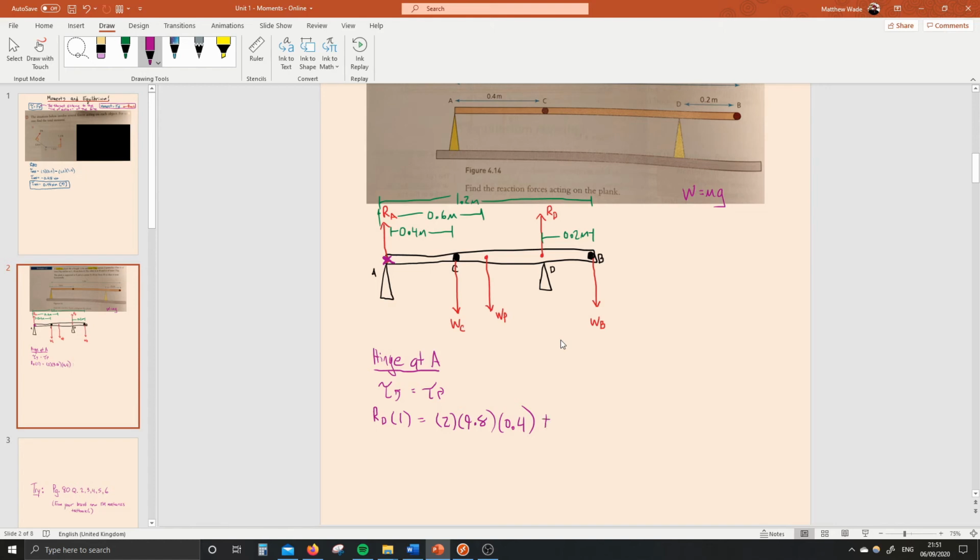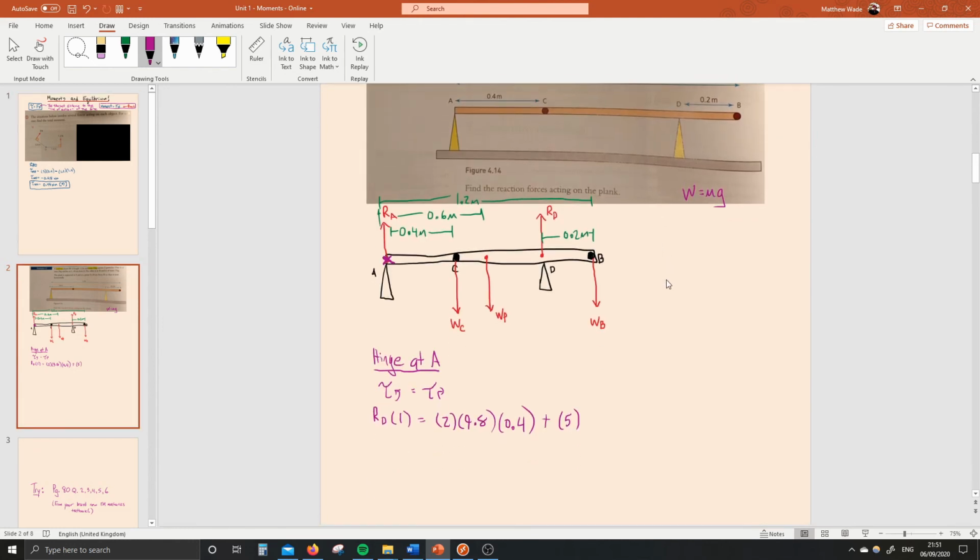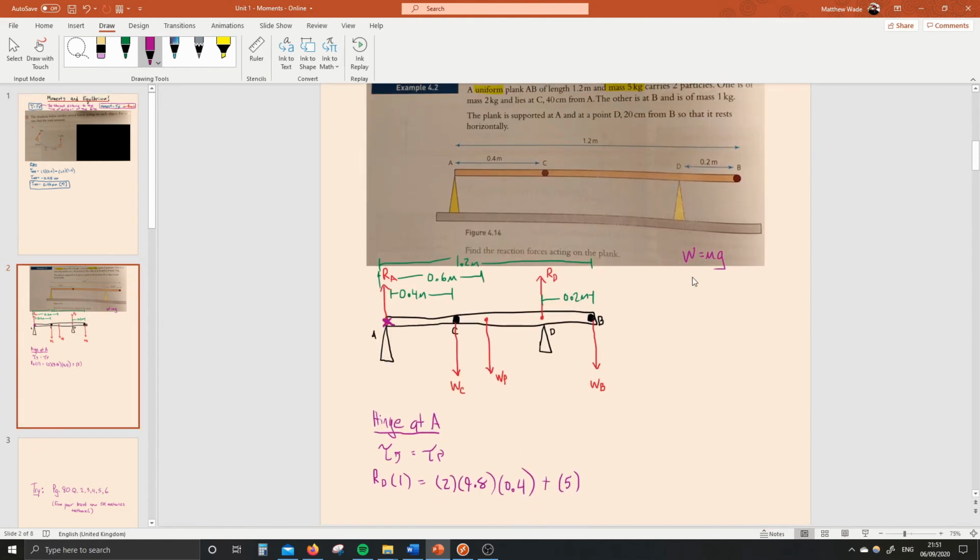Plus, let's do the plank next. The plank weighed 5, I think I remember it being 5. Yep, the plank weighed 5, I'm just going to leave it like that actually. The plank weighed 5, g is always 9.8, and the distance to it is 0.6. Boom, because it's that distance, yeah, from the hinge to it.